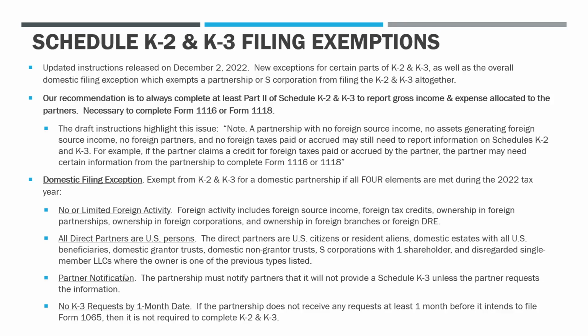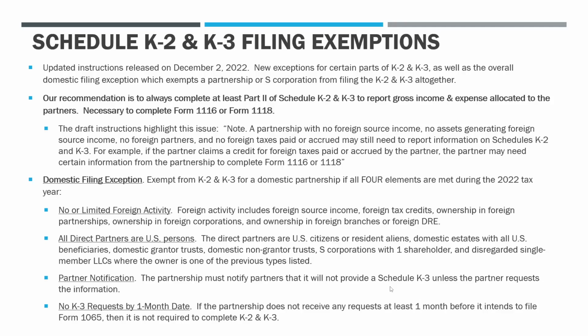The third element here is the notification, right? So the partnership, if it decides that, okay, we meet the first two pieces here, right? We have no foreign activity. We know who our partners are, and they're all U.S. persons that meet one of these criteria. And we decide that, well, we don't want to go through the extra task of preparing K2 and K3. They have to notify the partners that they are not going to be providing them, right? So you've got to notify your partners that the partnership is not going to be preparing K2 and K3, and K3 won't be included with the K1s, right?